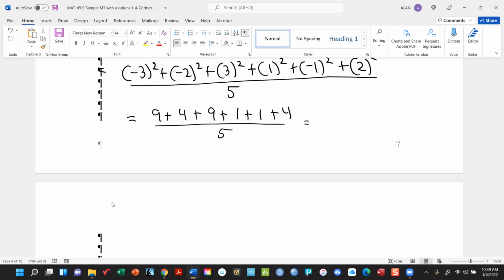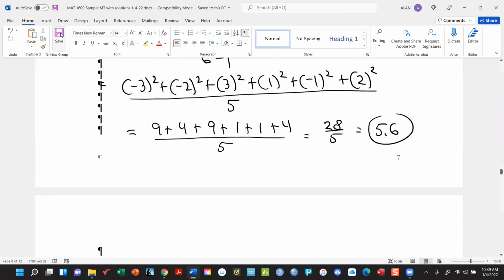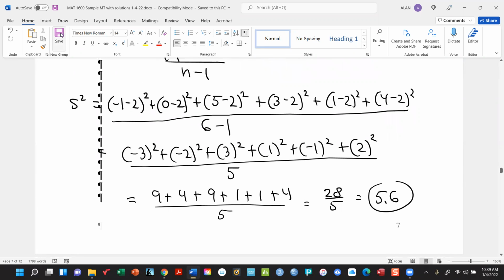All right, so we've got 28 over 5, which is 5.6. And that's the sample variance. So you can see it's a multiple step process, and it's really all about being careful. It's so easy to make mistakes with something like this.